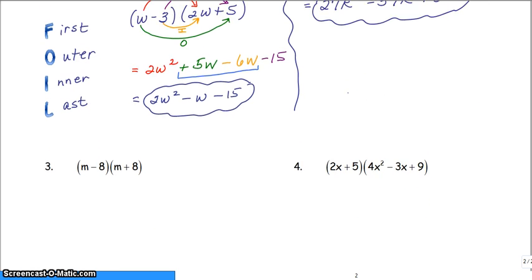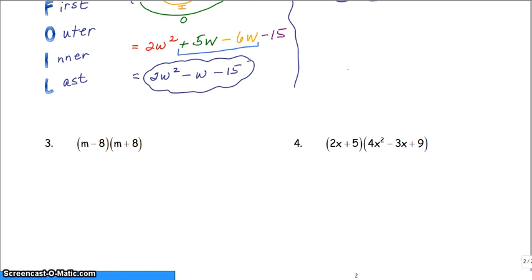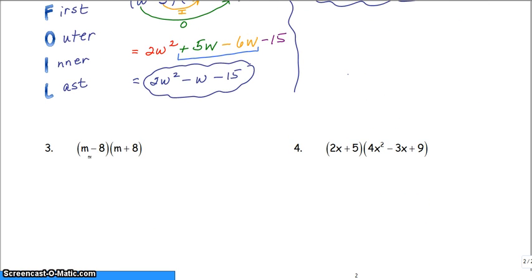Let's look at one more FOIL problem, and that would be the quantity of m minus 8 times the quantity of m plus 8. So FOIL says to take the first number in each parenthesis and multiply it together, so there would be our F of FOIL, so that would be m times m, or m squared. Then we want to take the outside numbers, so we want to take m times positive 8 for the outers of FOIL, so that would give us a positive 8m.